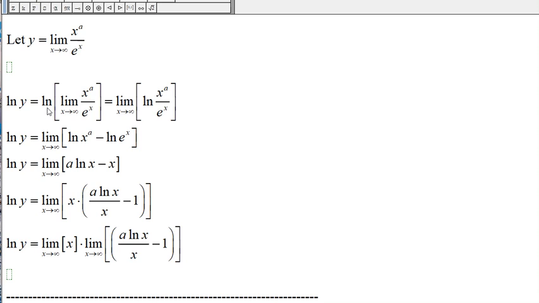Take the natural log of both sides, we get ln of y is equal to ln of this limit expression. This is the natural log of the limit, which is the same as the limit of the natural log of this function. So we have the limit of the natural log of x to the a divided by e to the x. Natural log of x to the a divided by e to the x is the natural log of x to the a minus the natural log of e to the x.